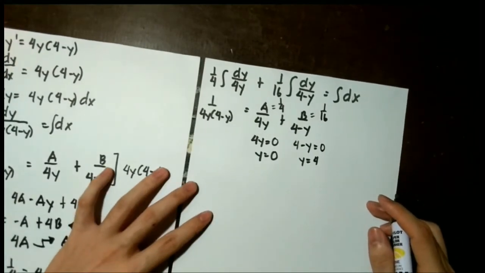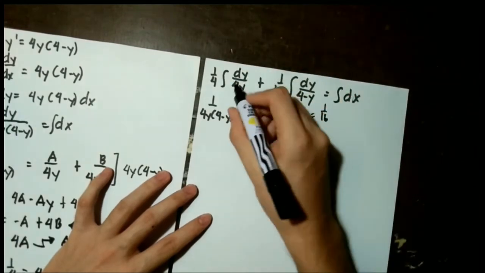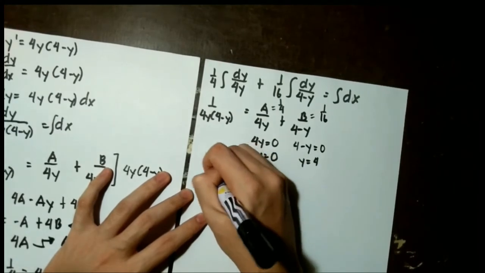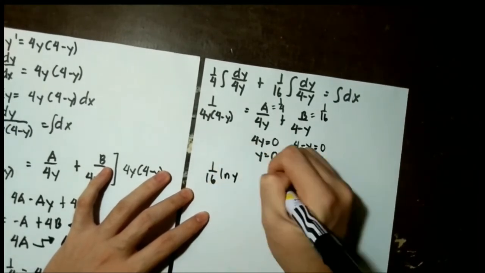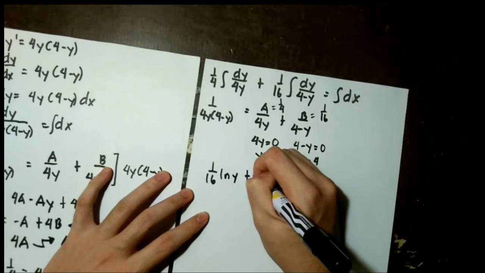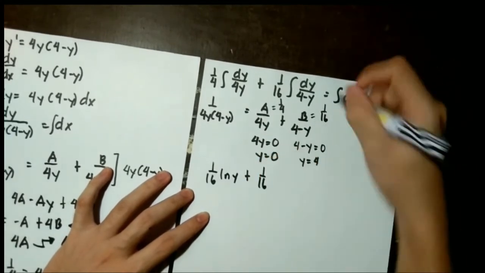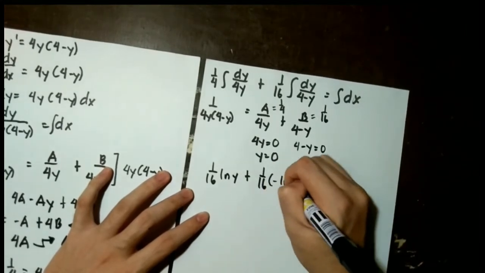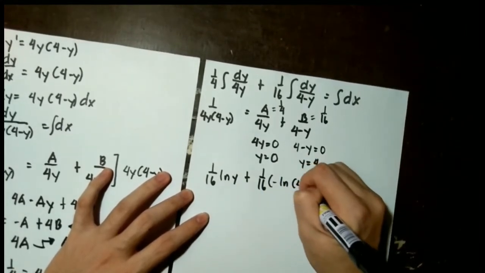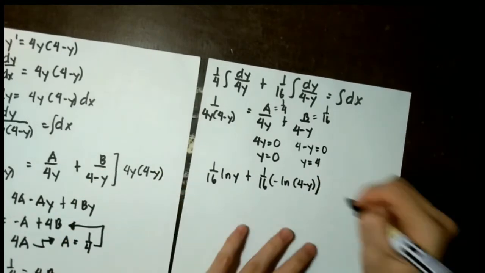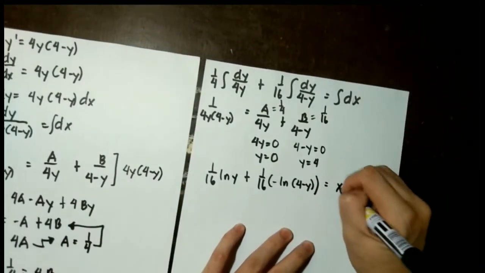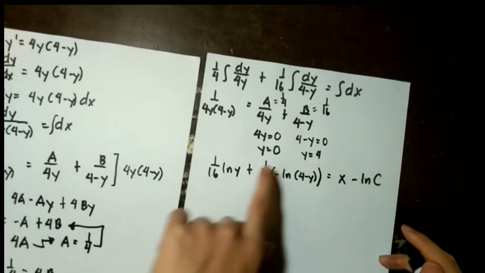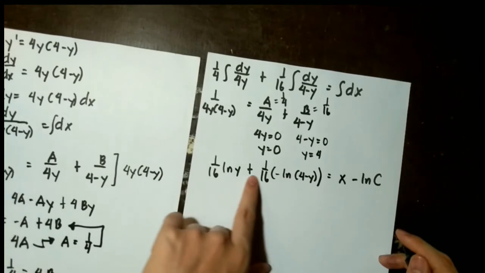So proceed na tayo dun sa integration. Ito pwede naman natin ilabas, so magiging 1 over 16 times integration ng dy over y. So 1 over 16 ln y plus 1 over 16. Ang integration ng dy over 4 minus y is magiging negative ln ng 4 minus y, is equal to integration ng dx, is equal to x minus ln c. Minus natin ln c para malipat natin. So makikita naman natin nandito yung lahat ng ln.